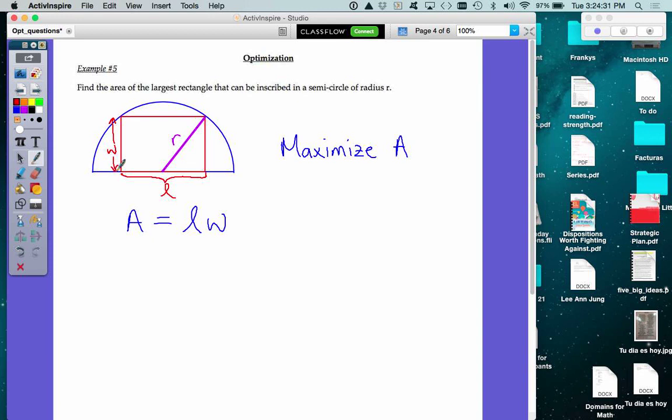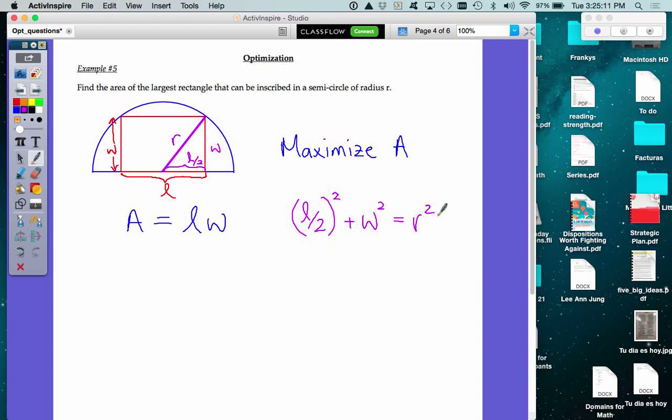Now the problem is I have a formula for area in terms of length and width, but I need that formula in area to be in terms of a single unknown. In other words, I need a way to connect L and W. And if I look at my picture, I see a couple of possibilities, but Pythagoras kind of looks like the best one. I can see, for example, that this leg of this triangle is going to be 1/2 of L. And of course, this is going to be W. And that gives me, very nicely, that (L/2)^2 + W^2 needs to equal R^2.